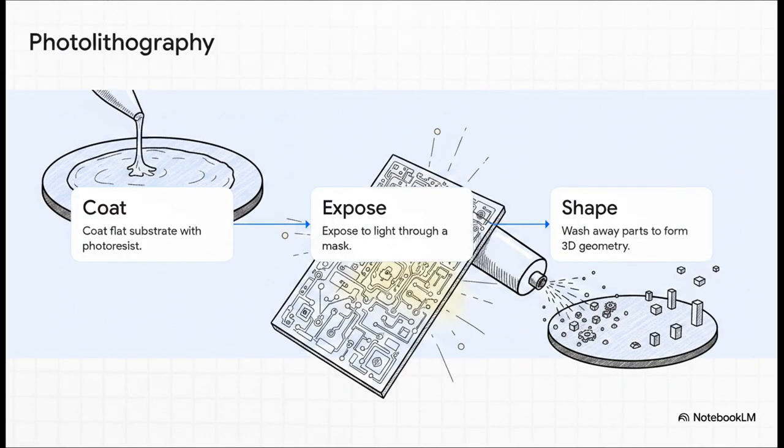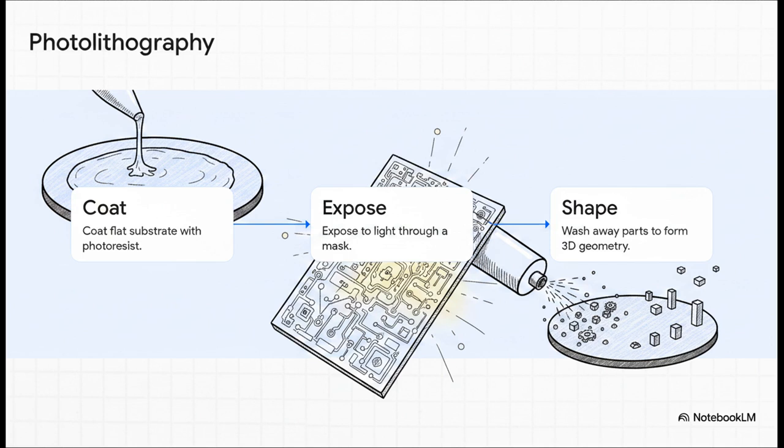So, how do you even build microscopic machines like that? Well, engineers use a fascinating process called photolithography. It literally uses light to carve materials. First, they coat a flat substrate, like a silicon wafer, with a light-sensitive material called a photoresist. Next, they expose it to light through a highly detailed quartz mask. And finally, the areas exposed to that light change their chemical solubility. This allows engineers to wash away highly specific parts and leave behind perfect, microscale 3D geometry.